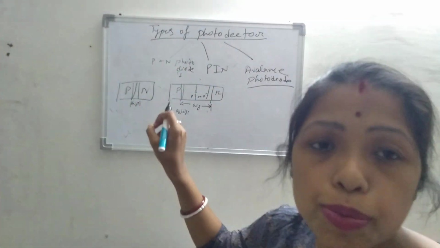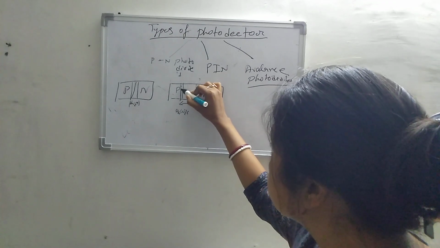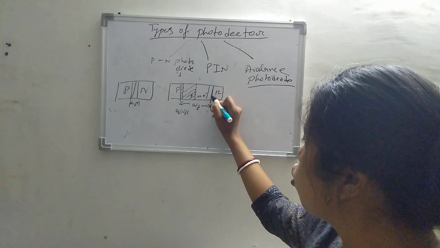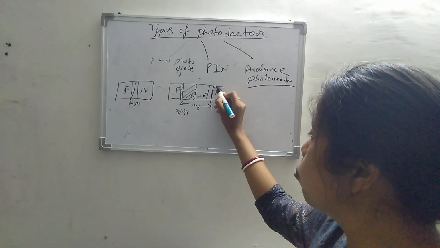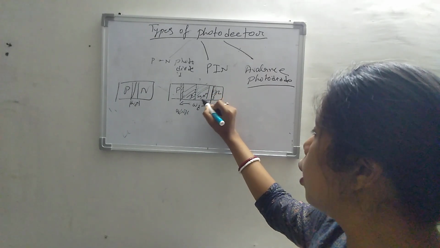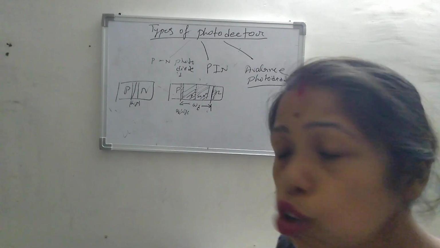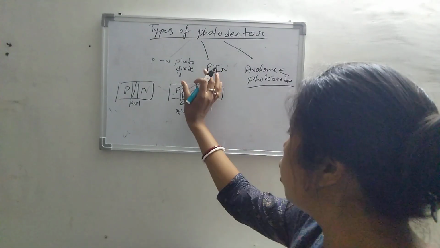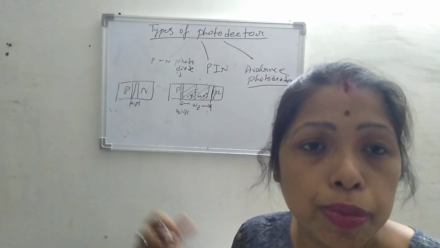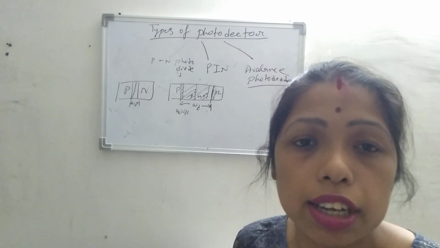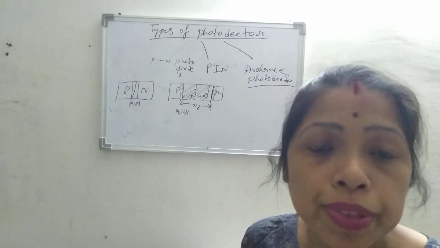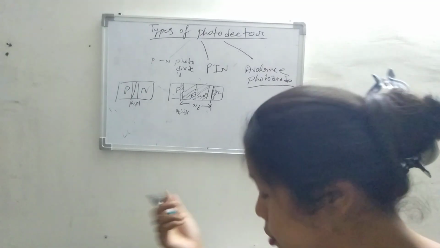Here you will get less depletion region, and here a wider depletion region. If you consider this junction, this is highly doped, so here you will get less depletion region, and here the wider depletion region. In this way, in the pin photodiode, you will get the wider depletion region, because the depletion width is inversely proportional to the doping concentration. Highly doped, less depletion layer; lightly doped, larger depletion layer.